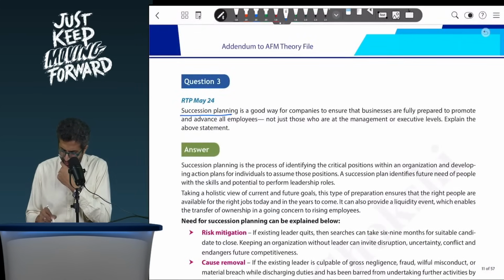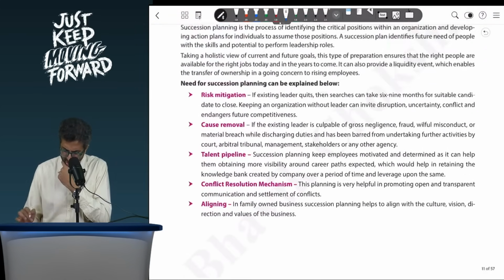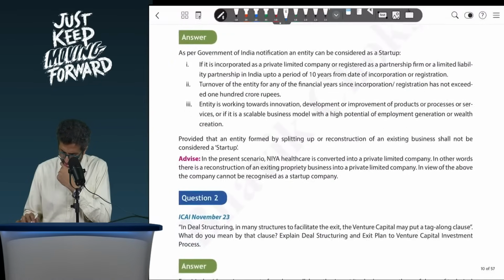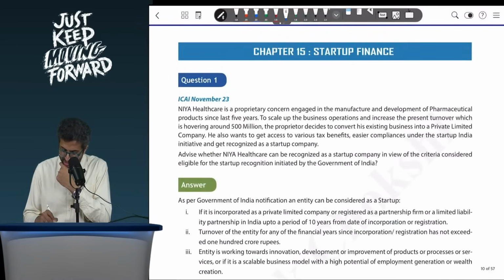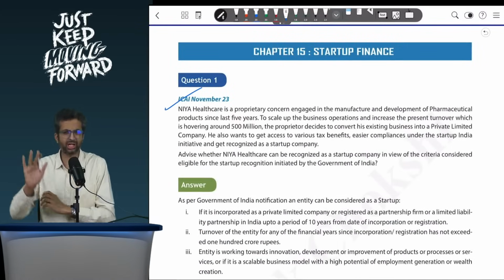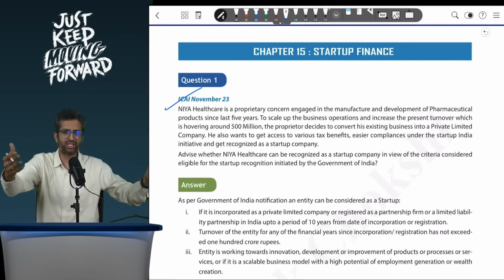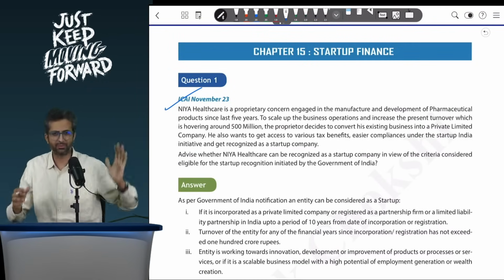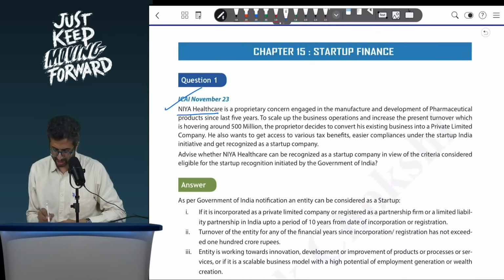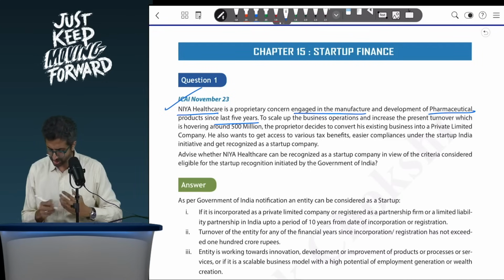See, succession planning for RTP, this we have already done. So that's done over here in November 23. If you go to see, there's this question where there is a startup. This is again I'm just running through rather than discussing. I'll spend 5-10 minutes and finish that altogether. So Nia Healthcare is a proprietary concern which is engaged in manufacture and development of pharmaceutical products in the last 5 years. Okay, so it is operating since 5 years.